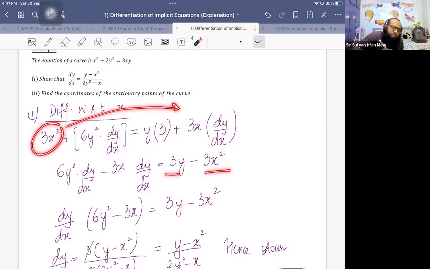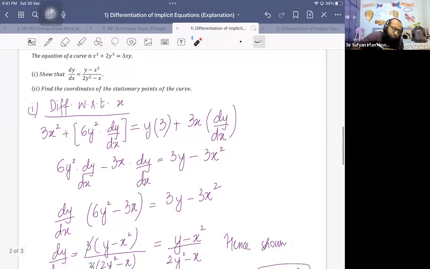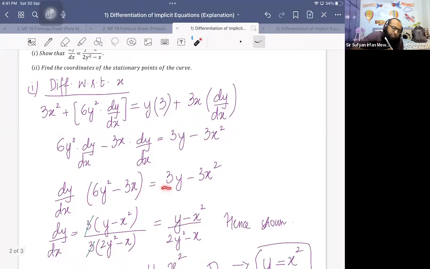So 3y minus 3x squared. Then if we take dy by dx as common from here, we get 6y squared minus 3x, and on the other side, we have got 3y minus 3x squared. Then if we take 3 as common and cross multiply, it's 3 common y minus x squared divided by 3 common 2y squared minus x.